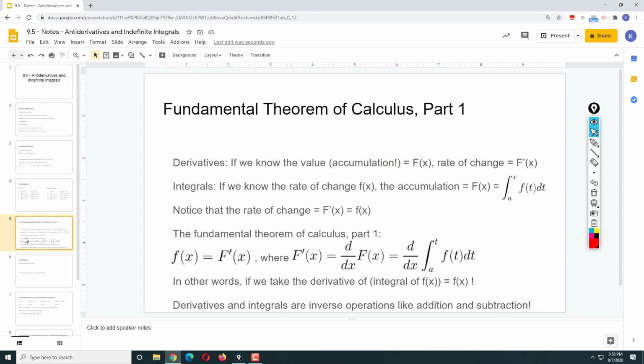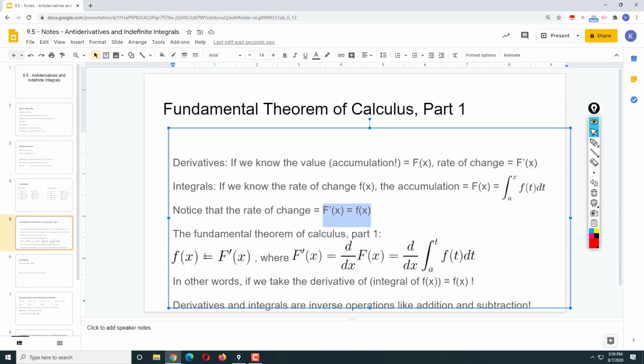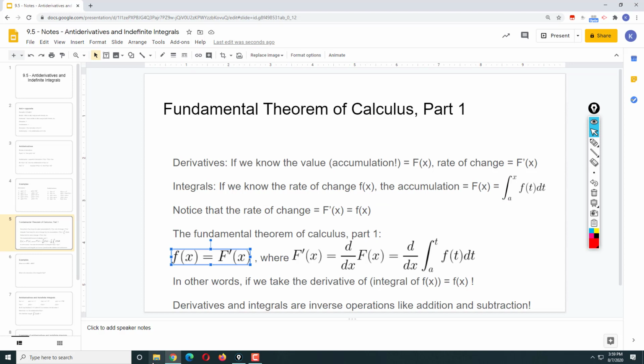In both cases, for derivatives, we say that the rate of change is the derivative of our value, big F prime of x. For integrals, we say that the rate of change is just small f of x. Therefore, small f of x is actually equal to big F prime of x, where big F prime of x is the derivative of big F of x, which is the derivative of the integral of f.